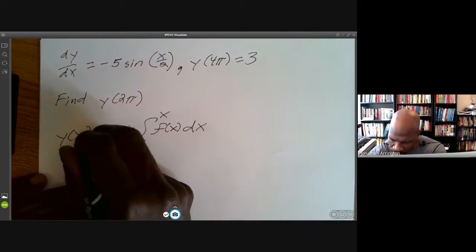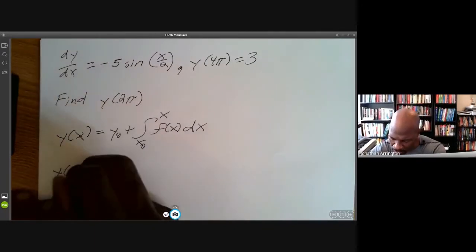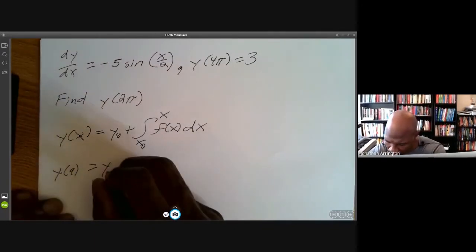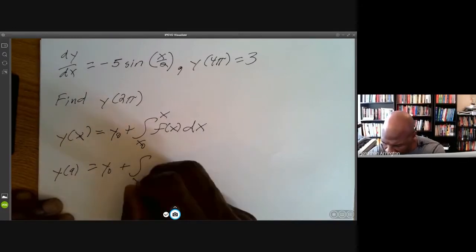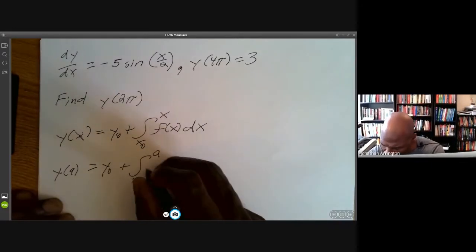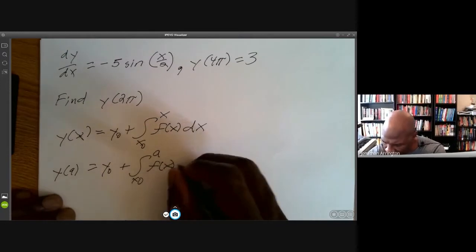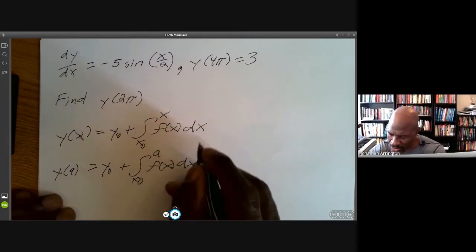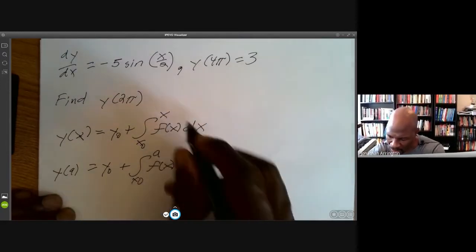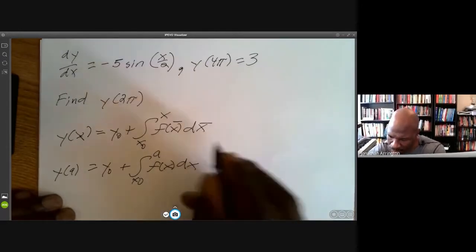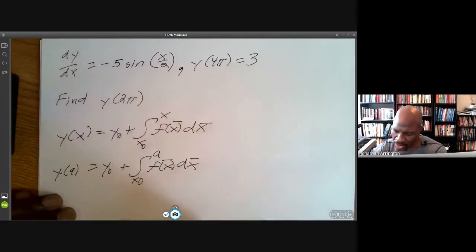But if we want a certain value like we have here, then y of a is y naught plus the integral from x naught to a of f of x dx. And again, I forgot to change this variable, so I don't want this to be the same as that. So we're going to say x bar, x bar, x bar, x bar.